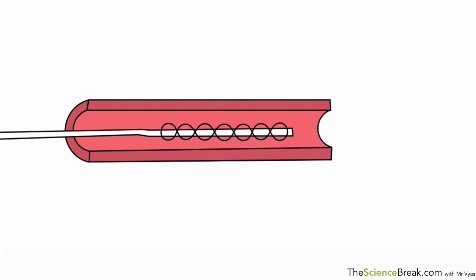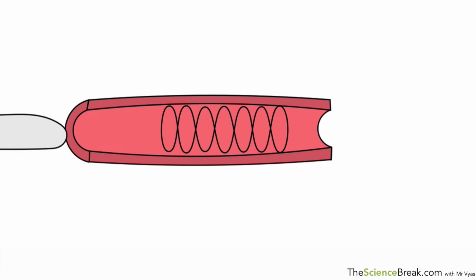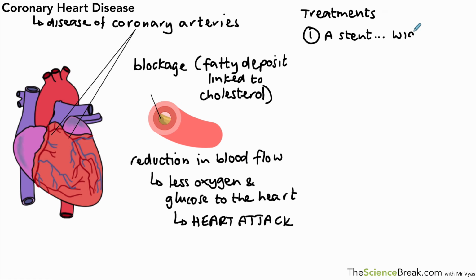There's a balloon that can be inflated inside the stent, and that inflates and pushes the stent against the walls of the artery and widens the walls, pushes the fat hard against the walls and makes the artery wider. The stent then has the job of keeping the artery wide, so therefore more blood can flow and get to the heart, supplying the oxygen and the glucose that it needs to keep going.